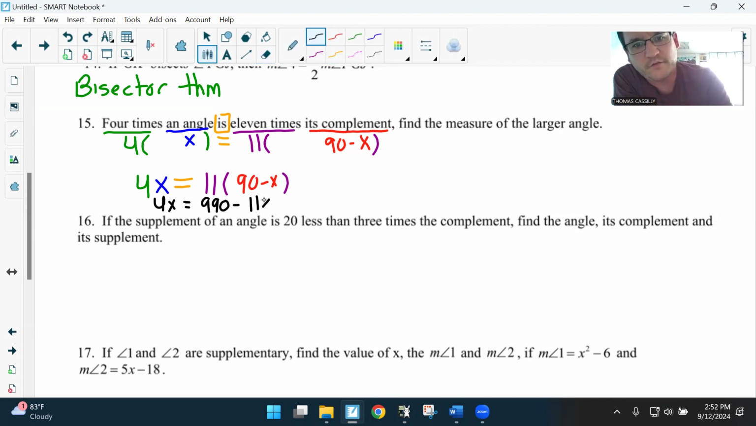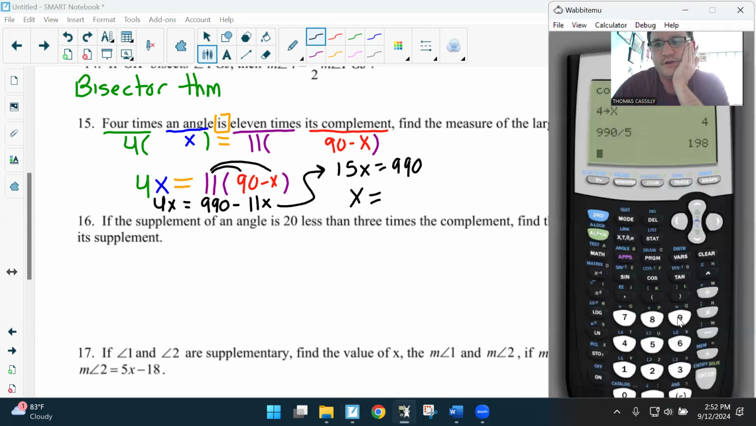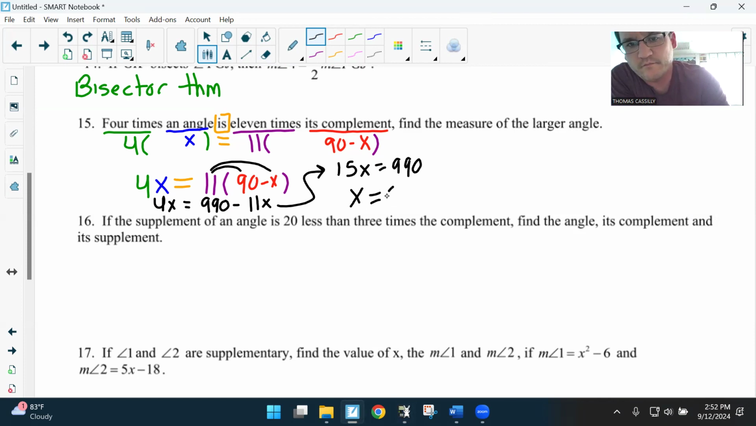That's an 11x. I forgot to distribute. All right, there we go. So with that in mind, we got 15x equals 990. There you go. That seems more reasonable. Let's see what we got here. 990 divided by 15 now. That should give me something I want. Ah, much better. 66.